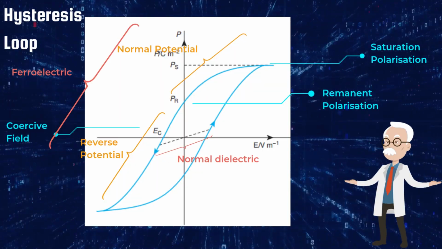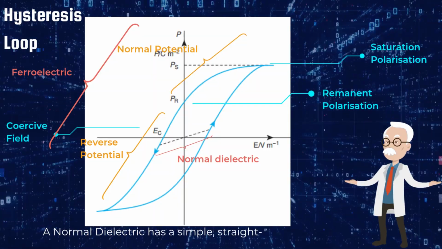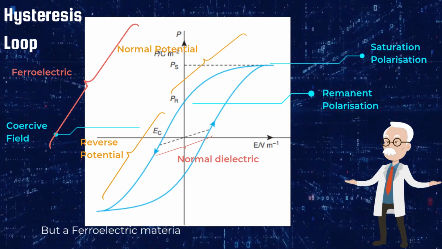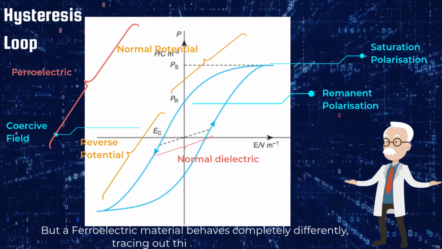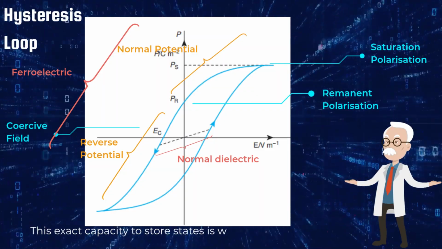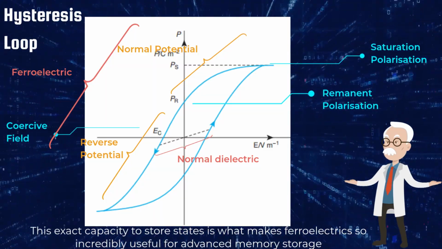To put this in perspective, look at the contrast. A normal dielectric has a simple, straight line response, no memory, no loop. But a ferroelectric material behaves completely differently, tracing out this wide, open loop. This exact capacity to store states is what makes ferroelectrics so incredibly useful for advanced memory storage.